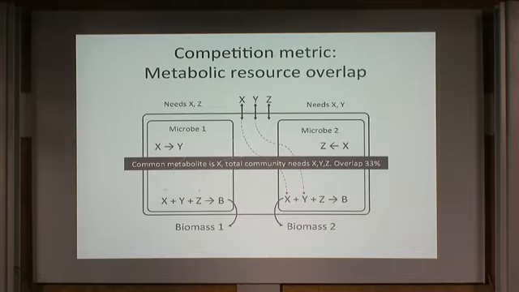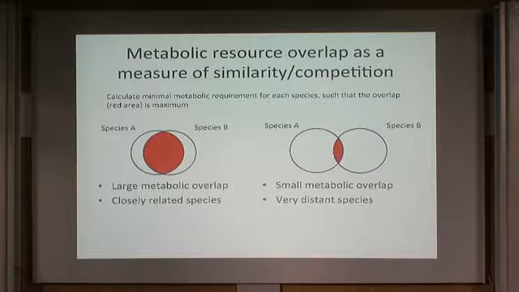So basically, from the stoichiometric modeling, you can quantify this metabolic resource overlap, which is a measure of competition: how similar their minimal needs are, what kind of resources they require. You would expect that closely related species, being evolutionarily similar, would have a big overlap, and for very distant species, the overlap would be small.